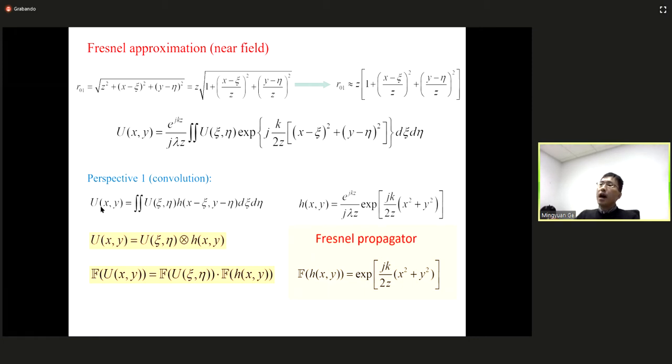the Fourier transform of the outcome U equals the Fourier transform of the object function times the Fourier transform of the propagator. In this way, we eliminate the use of the complicated integration and simplify it to a multiplication. Specifically, this h(x,y) we define as a Fresnel propagator. And the nice thing about the propagator is that there's an analytical formula for its Fourier transform. So the Fourier transform of h equals this exponential one. It's very simple.